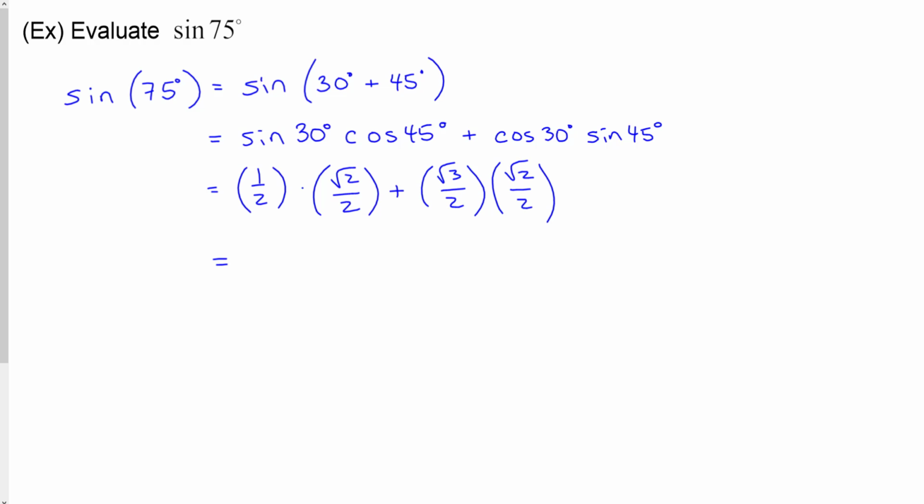If we simplify this, we would have square root of 2 over 4 plus the square root of 6 over 4, or square root of 2 plus the square root of 6 divided by 4. And that's the exact answer for the sine of 75 degrees. So this can be used to expand the number of places that we can evaluate our trig functions.